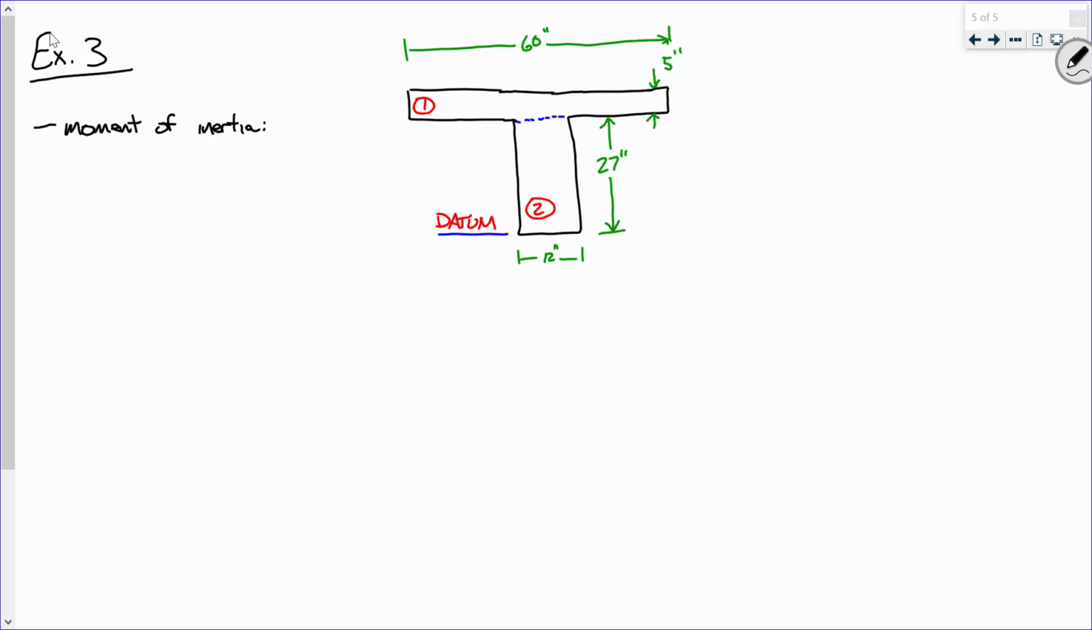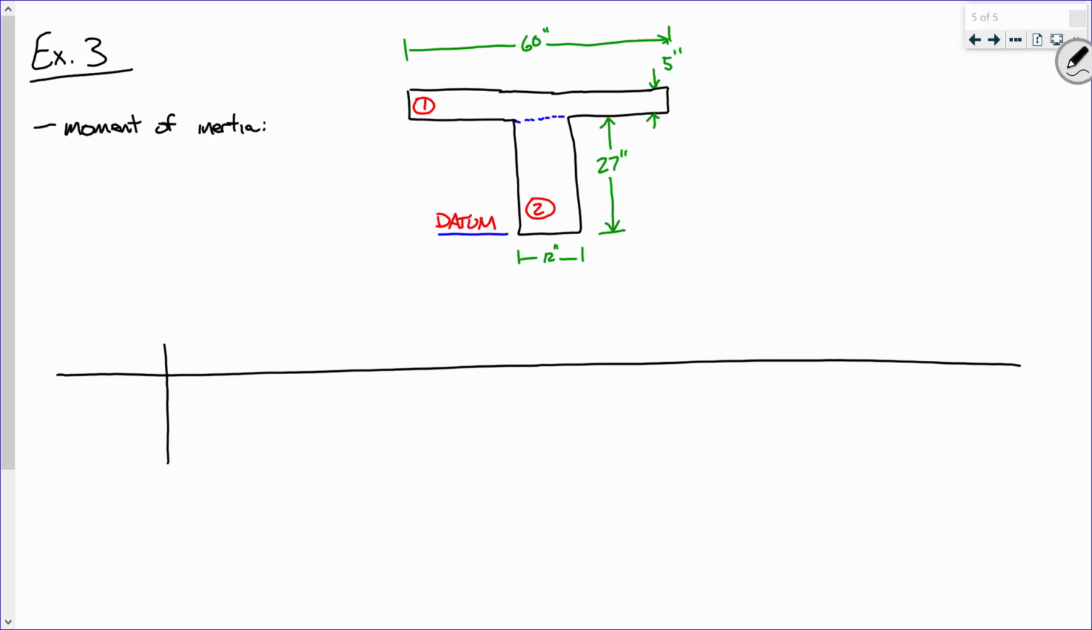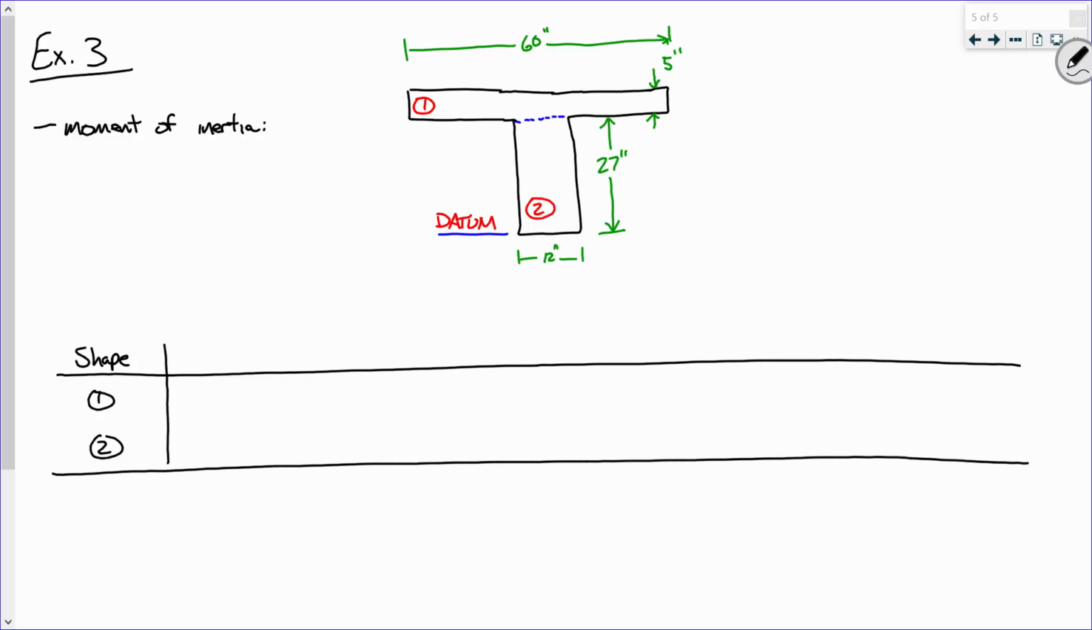All right. Below here, I'm going to draw a big table, so be wary of that. There's going to be a lot of columns. So it's going to be a table that looks something like this. This first column over here, I'm going to list shapes. Now this cross-section has shape 1 and shape 2. And then on the bottom, I'm going to sum stuff up. So sums are down here. Okay. Sound good?